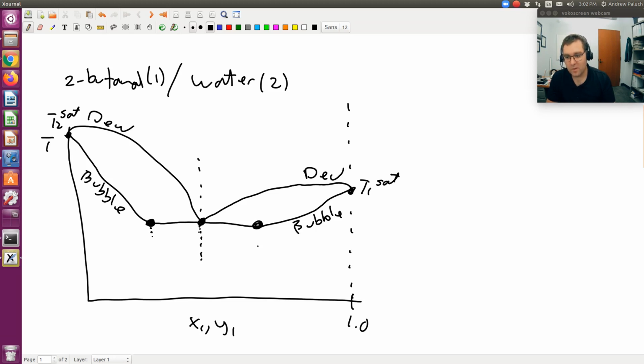Now, where partially miscible systems are interesting is, we said to assume or neglect the variability of mutual solubility with temperature. So this is my mutual solubility at my azeotropic temperature.